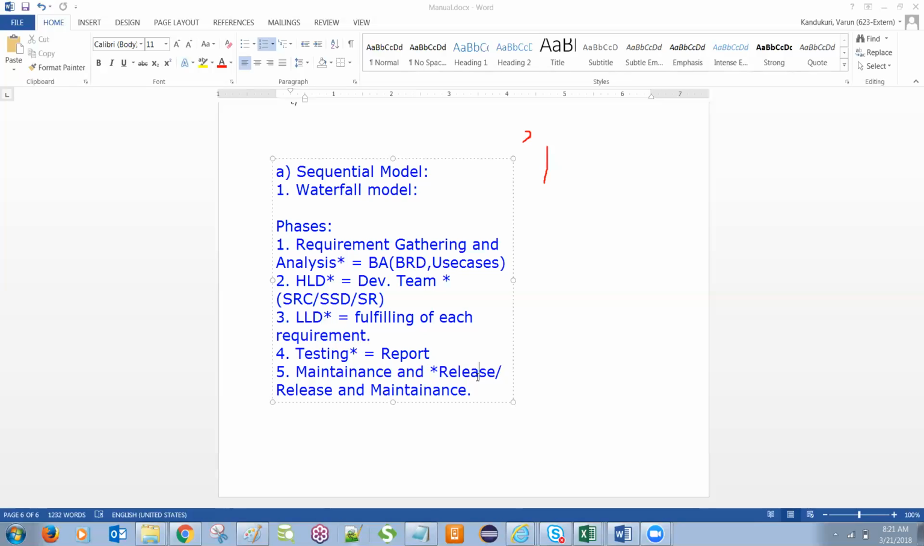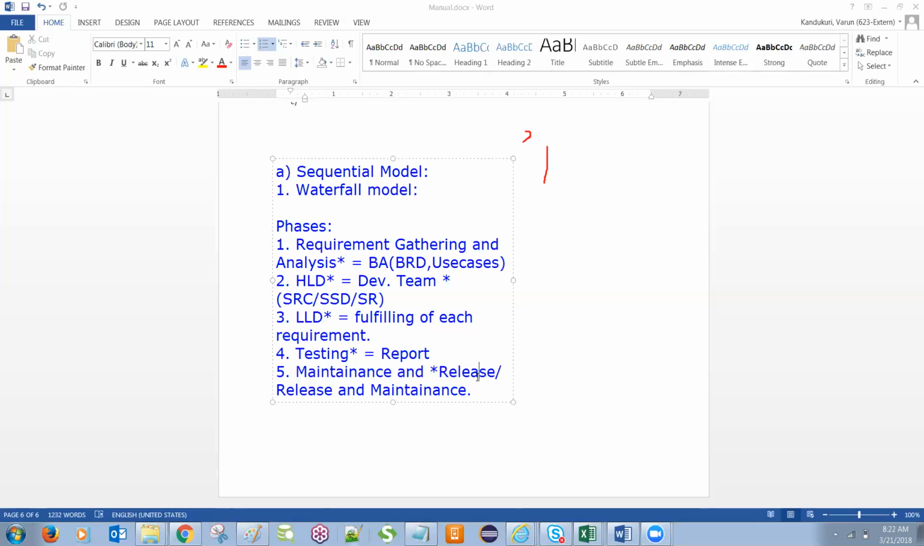Are you clear? Yes. And you mentioned testing, unit testing is done here. That comes into the testing part. This is only the high level phase of explanation. Here we have requirement gathering, analysis, high level design, low level design, testing, maintenance, and release. So this is only the high level phase.